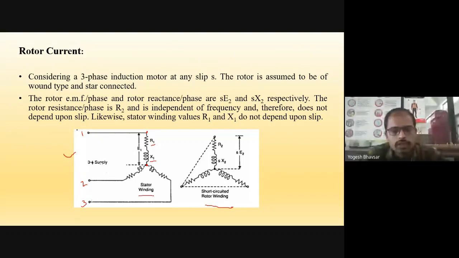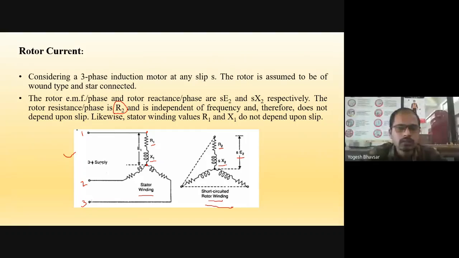So this is the stator winding. And for the short circuited rotor winding, we mark R2 as the resistance and S times X2 as the reactance. As it is for running condition, we can multiply by slip. But there will be no multiplication for resistance R2, because the resistance is independent of frequency, hence we cannot multiply it by S, which is a linear term.